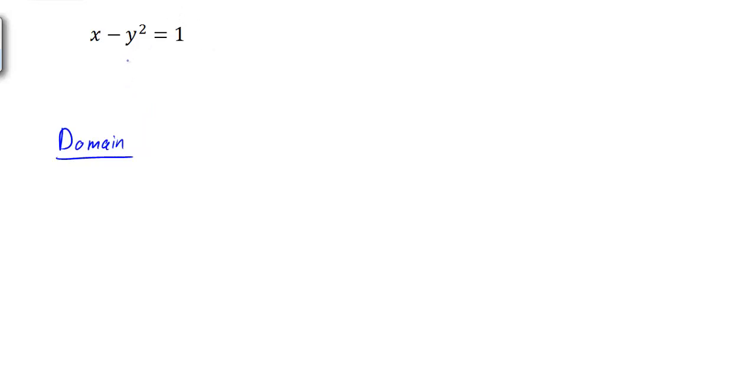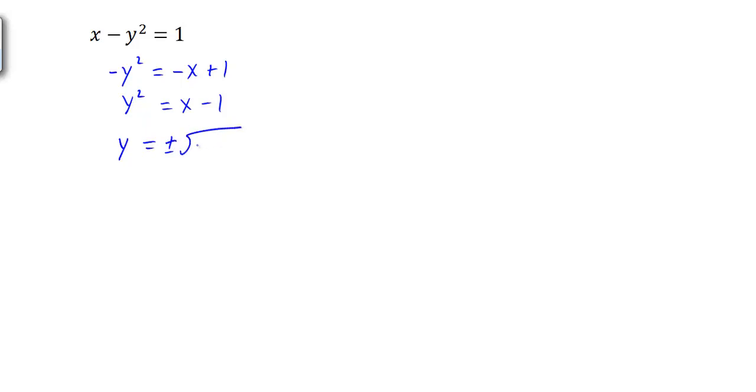So here, I'm going to take and move the x over. So we have a negative y squared equals negative x plus 1. And if we get rid of the negative, then we would have positive y squared equals x minus 1. So all I did was multiply everything by a negative 1. And now to get rid of the square, we take the square root. So that means we're going to end up with, again, plus or minus the square root of x minus 1.